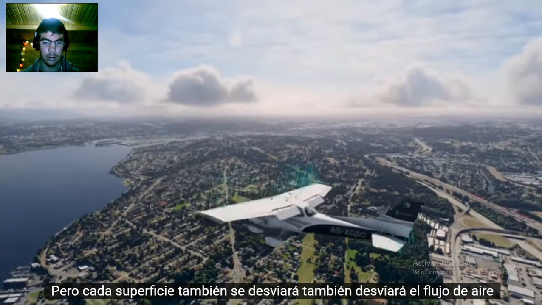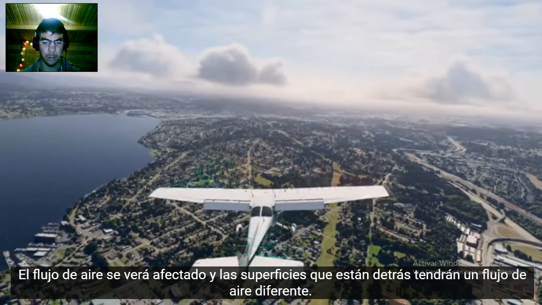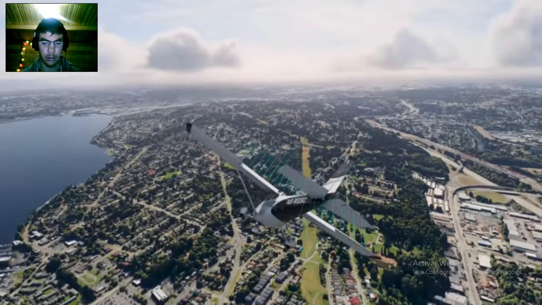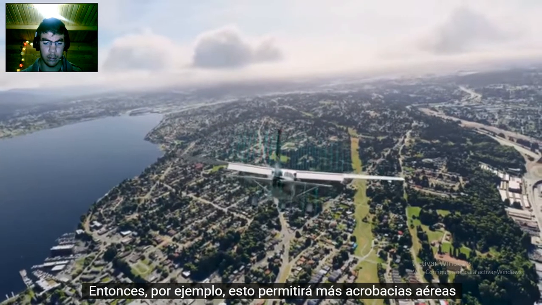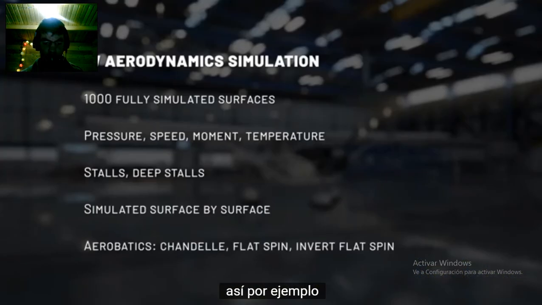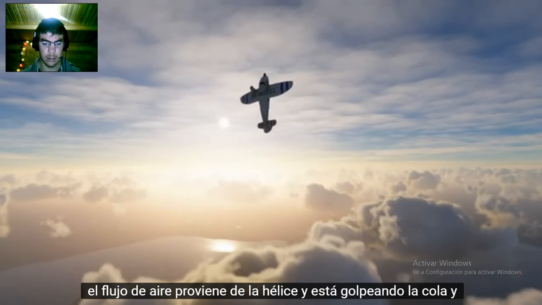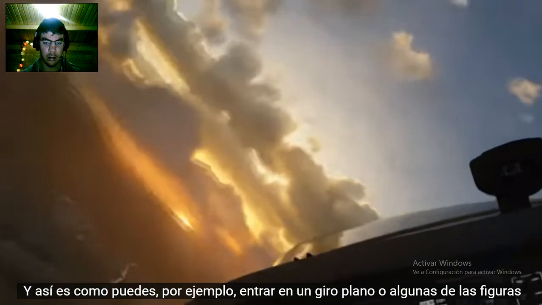But each surface will also deflect the airflow. The airflow is going to be impacted, and surfaces which are behind are going to get a different airflow because the airflow was impacted by the surfaces in front. So this, for example, is going to allow more aerobatics. For example, the airflow is coming from the propeller and is hitting the tail. And that's how you can, for example, enter into a flat spin or some of the figures.